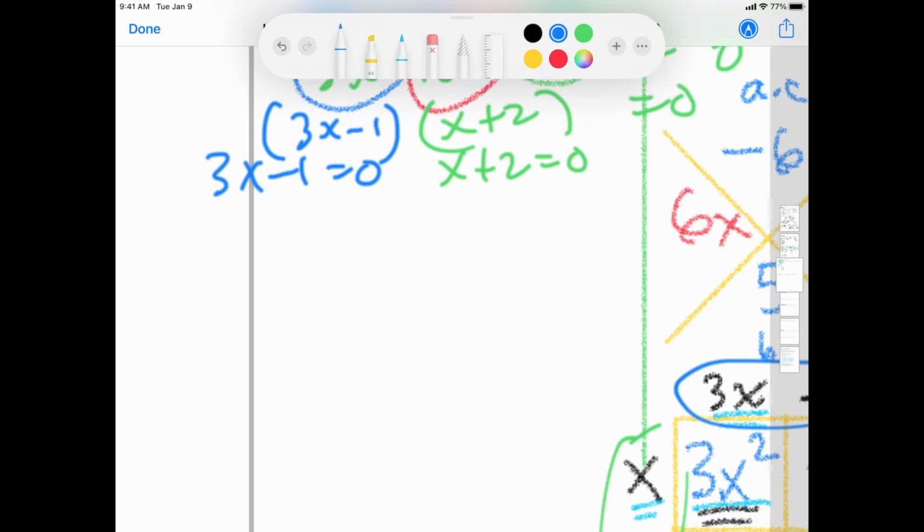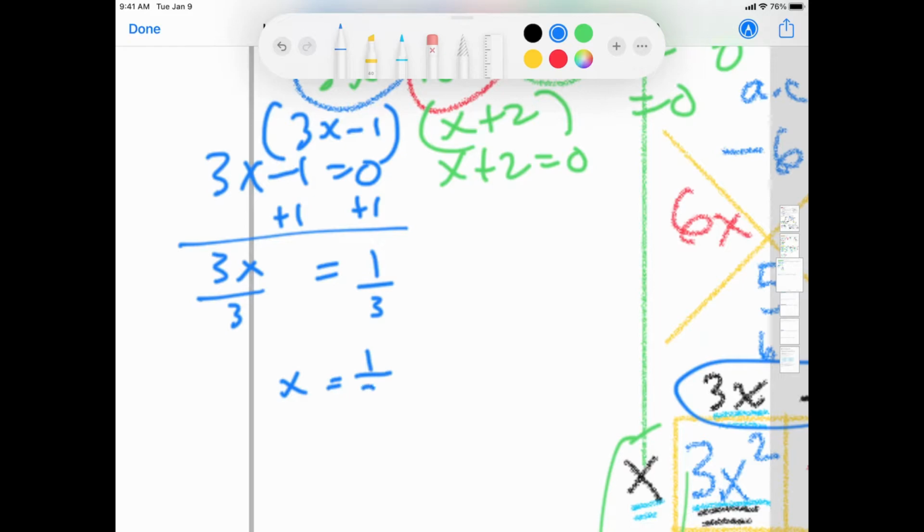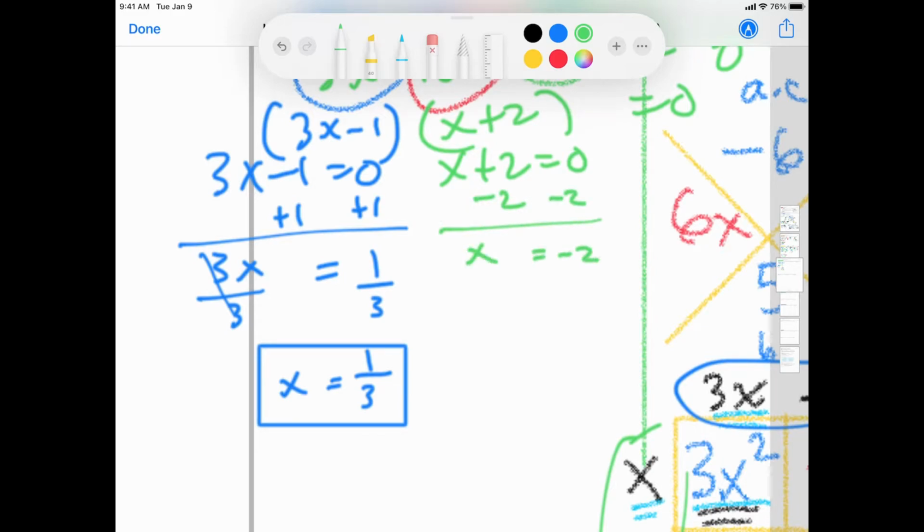Okay, let's go ahead and solve this. Remember, do not divide. PEMDAS tells you to add first. And divide by 3 here. X equals 1/3. Subtract 2. X equals -2.